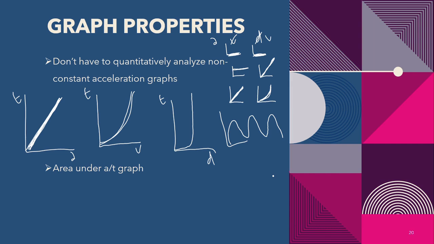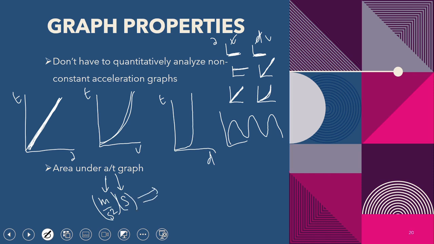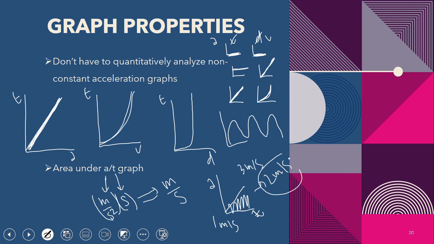But the area under an AT curve does give you something of note. So area is meters per second squared, acceleration, and then time is seconds. And you multiply these out, and you get meters per second. So the area under an AT graph basically gives you the change in the amount of meters per second. So for example, if you have something like this, and you find this area over here, say this area is 2 meters per second, that would give you the change in the amount of velocity. So if you started, say, at 1 meter per second and you ended at 3 meters per second, this would give you that change.